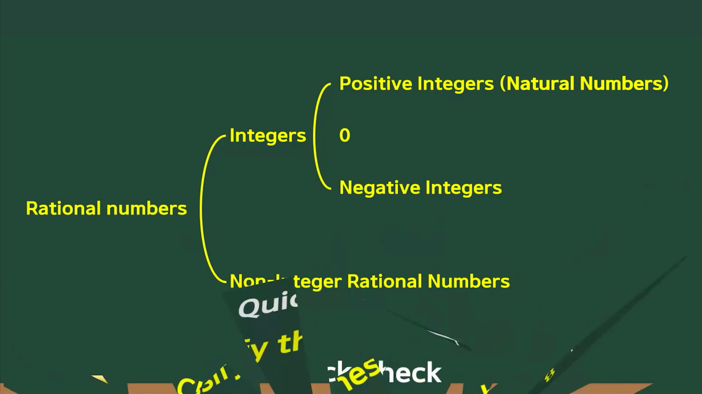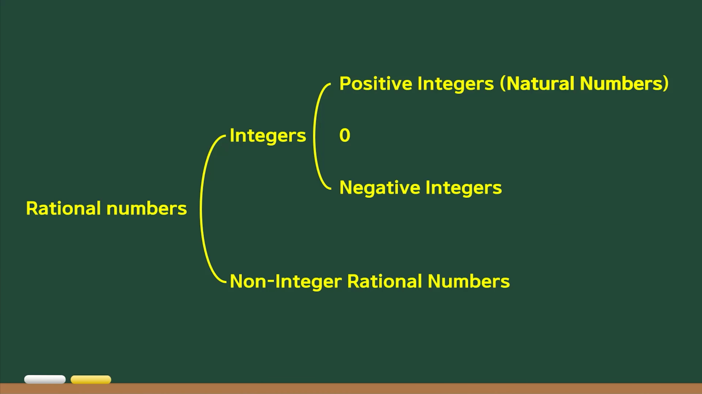So today, we learned how numbers are organized into families. Positive integers, 0 and negative integers, make up the integers. Rational numbers include all integers and also fractions that are not integers. In short, natural numbers are inside integers and integers are inside rational numbers.